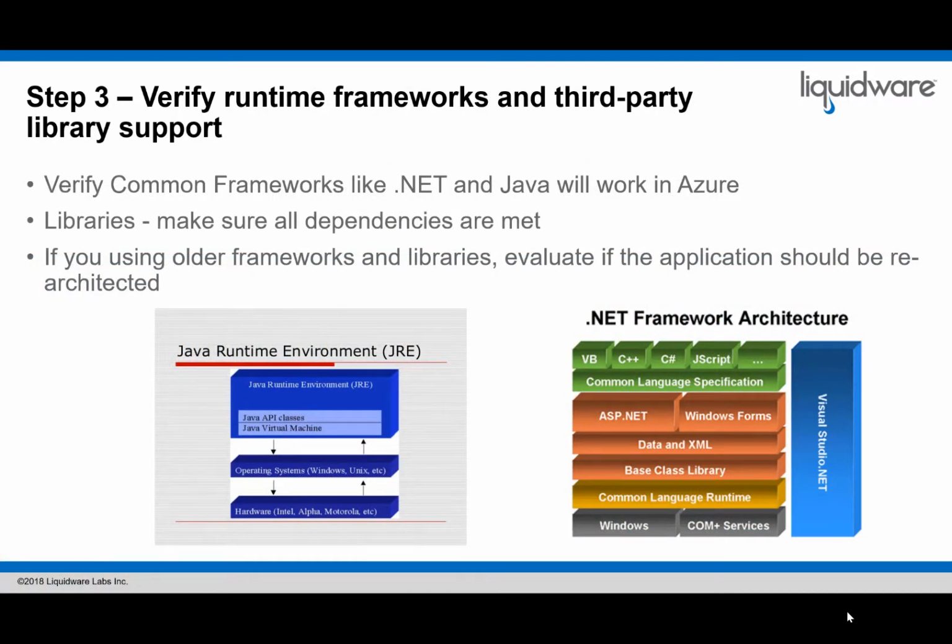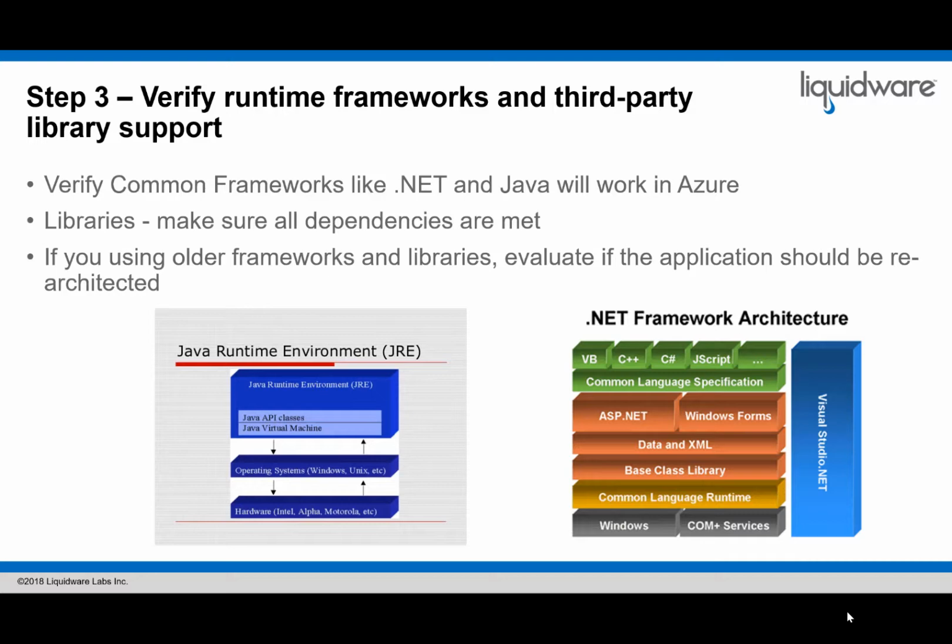Step 3, verify the runtime frameworks and third-party library support. So we want to verify common frameworks like .NET and Java. Tied together with OS support, you need to really validate whether the application runtimes or even related activities used by these candidate applications or services are supported on Azure. This includes making sure that the currently used versions of the common frameworks like .NET and Java will work. In addition, any third-party libraries used also need to work properly on the target OS version.